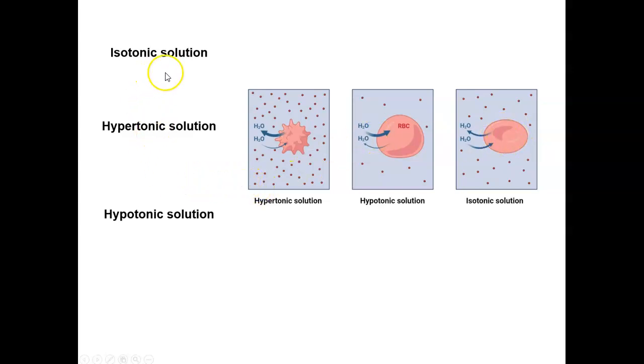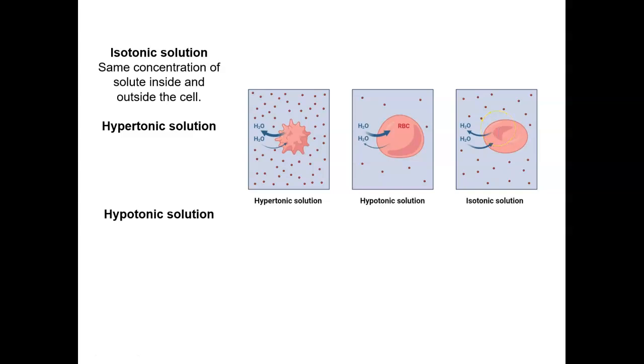If we put a cell in an isotonic solution, iso means same. So a solution that has the same concentration of solute, that means the same concentration of salt or sugar, whatever we're talking about, inside and outside of the cell. So here's the example where this cell is in an isotonic solution. These little dots, that salt or sugar, are in the same concentration outside the cell and inside the cell.